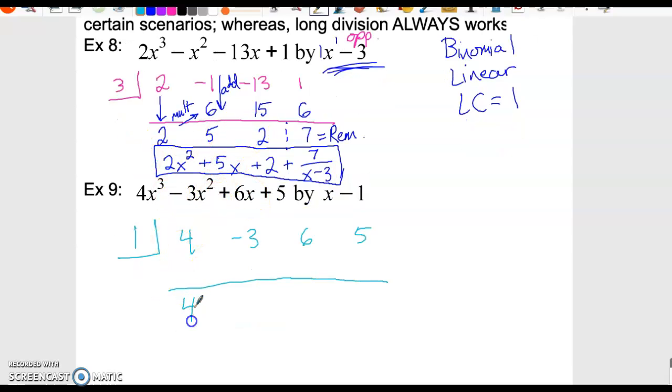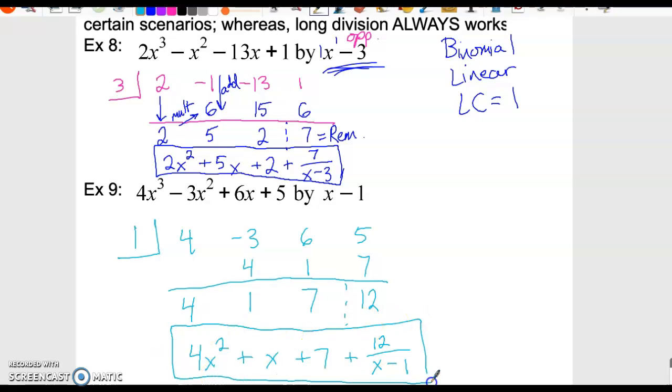So bring the 4 straight down, multiply by what's in the box. So 4 times 1 is still 4. Adding straight down, -3 plus 4 is 1. Multiply by what's in the box. Adding, multiply, and adding, and that's your remainder. So we have 4x squared plus 1x plus 7 plus your remainder over what we divided by, x minus 1.